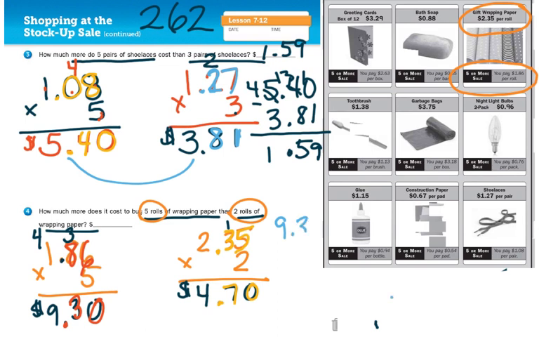So $9.30 minus $4.70. Bring your decimal point straight down. 0 minus 0 is 0. I cannot subtract 7 from 3, so borrow from the $9, make it 8. Take $1, make it into 10 dimes. So now we have 13 dimes minus 7 dimes is 6 dimes. And 8 minus 4 is 4. So the price difference is $4.60.